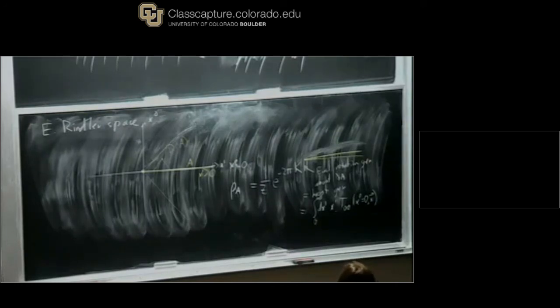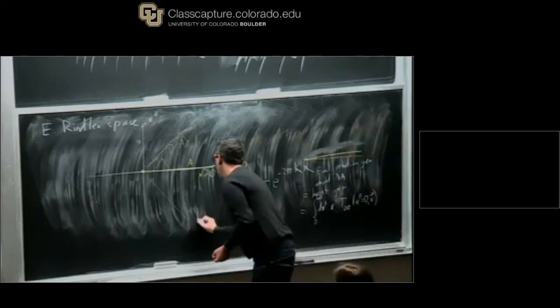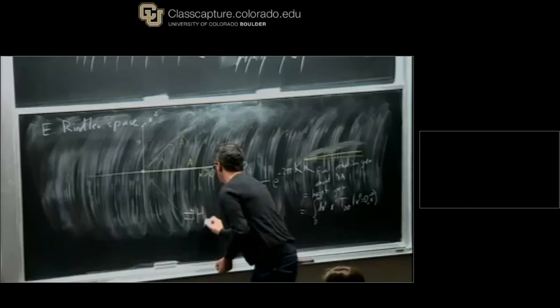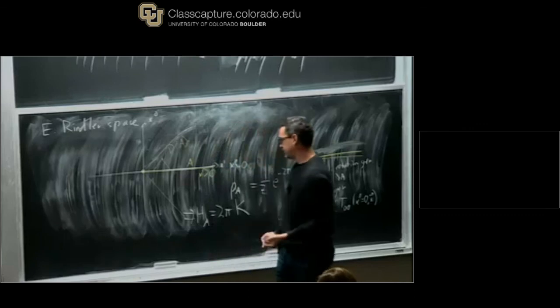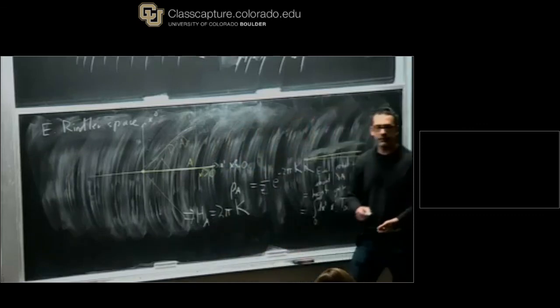Any questions? So we're going to use this now to calculate entropies and just to understand what's going on. So this is a case where we actually know the modular Hamiltonian. So this implies H_A equals 2 pi K. So now we have an explicit expression for our modular Hamiltonian.